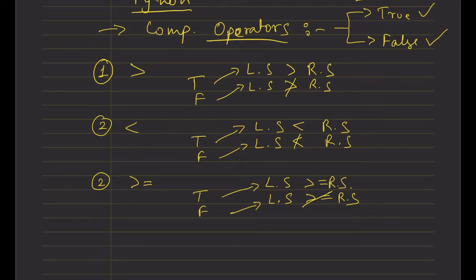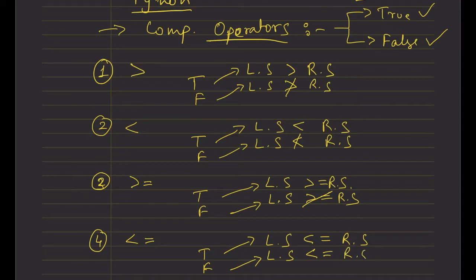The next operator is called the less than or equal to operator. It returns true if the left side operand is less than or equal to the right side operand. It returns false if the left side operand is not less than or equal to the right side operand.